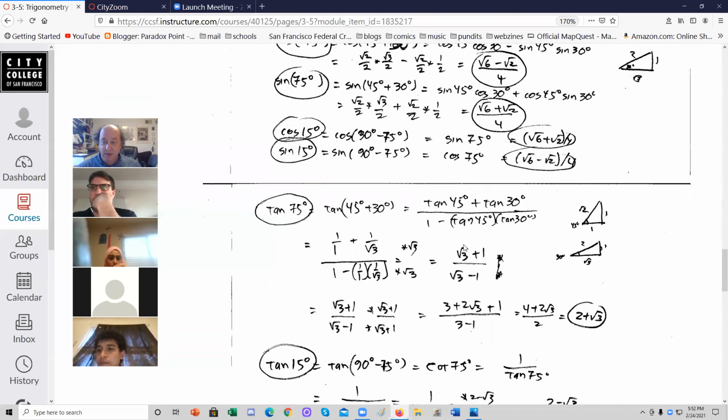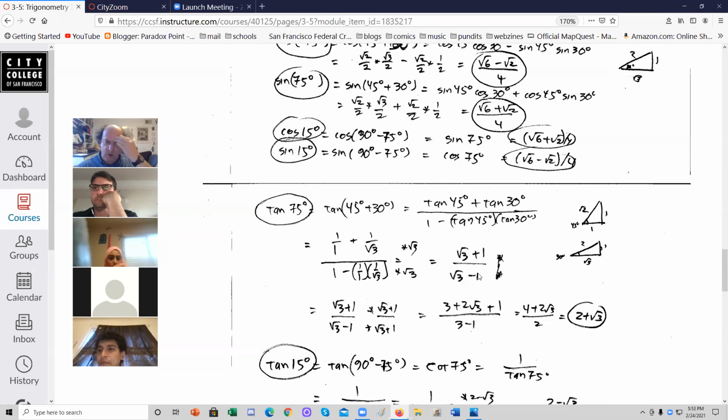Tangent of 75, tan of 45 plus 30, so tan 45 plus tan 30 over 1 minus tan 45 tan 30. Tan 45 is 1. Tan 30 is 1 over root 3. And over 1 minus 1 times 1 over root 3. And after a bit, it's root 3 plus 1 over root 3 minus 1.